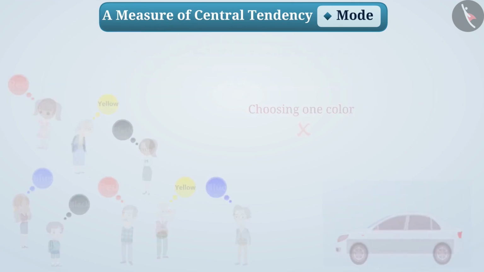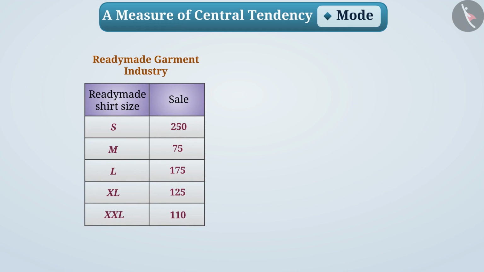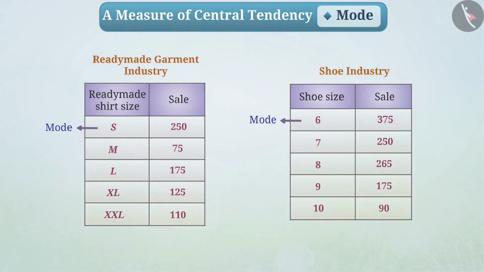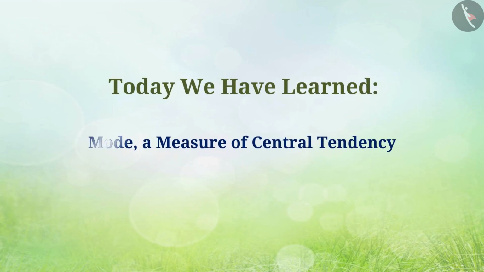The mode is commonly used by the ready-made garment industry and the shoe industry. Mode helps them to decide which size or measurement should be produced in greater numbers. So, today we learnt about mode, a measure of central tendency. In the next video, we will see some interesting examples on the central tendency of data: mean, median, and mode.